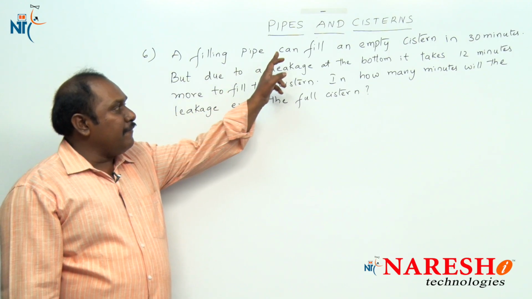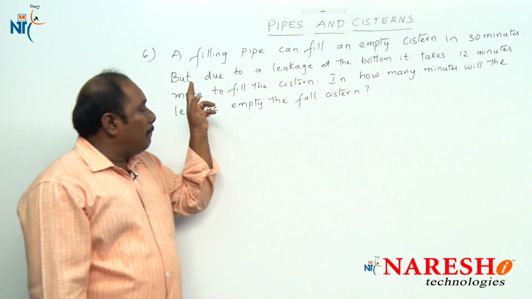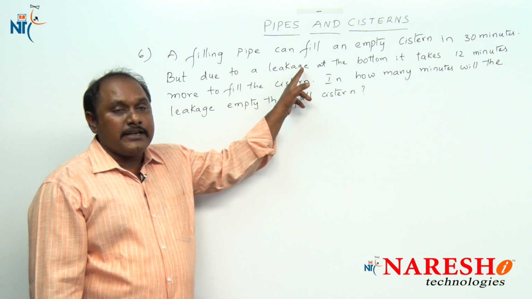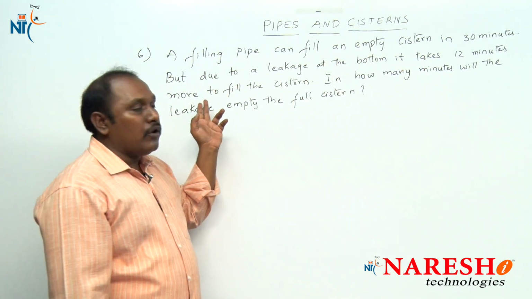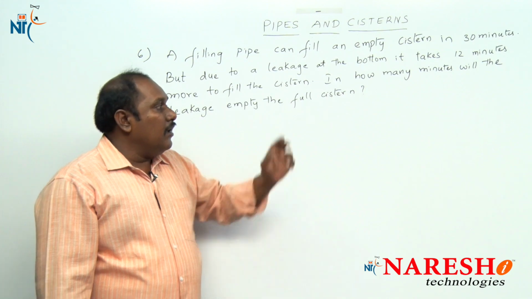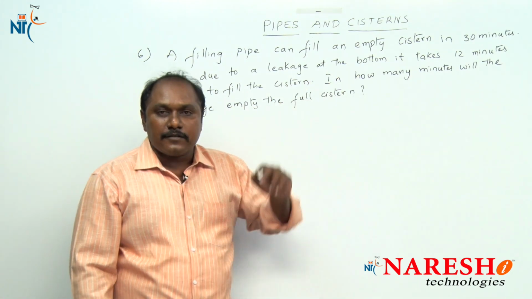A filling pipe can fill an empty cistern in 30 minutes, but due to a leakage at the bottom, it takes 12 minutes more to fill the cistern. In how many minutes will the leakage empty the full cistern?